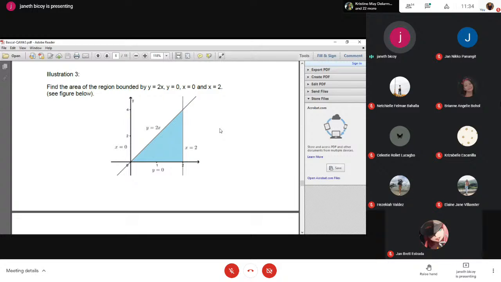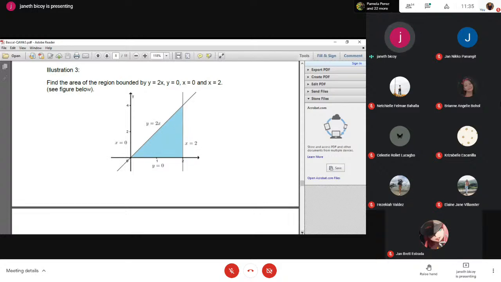Ma'am, the base was not given, and neither was the height. Okay, so when x is equal to 2, the base is 2. You don't know the height. So when x is equal to 2, what is y? Okay, y is 2x, so substitute: 2 times 2 is 4.